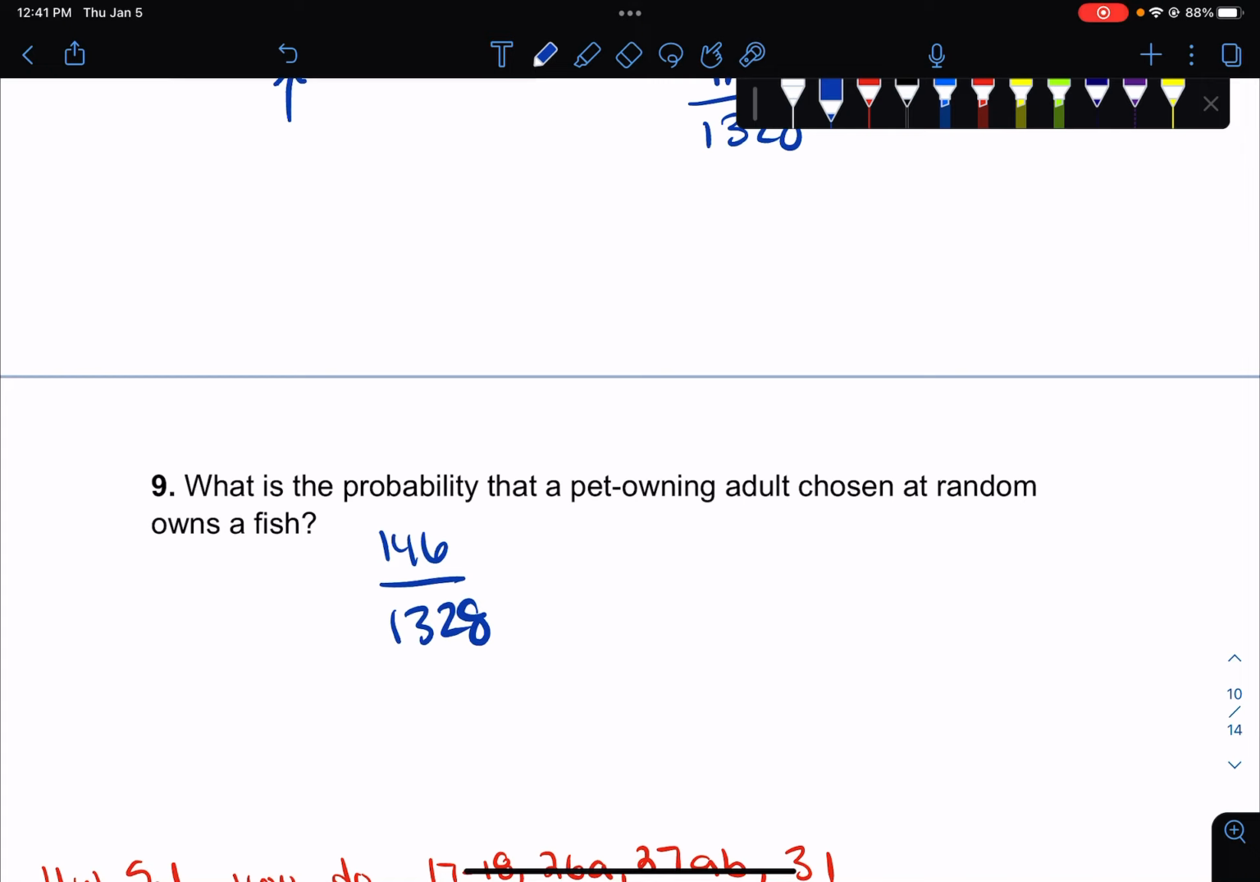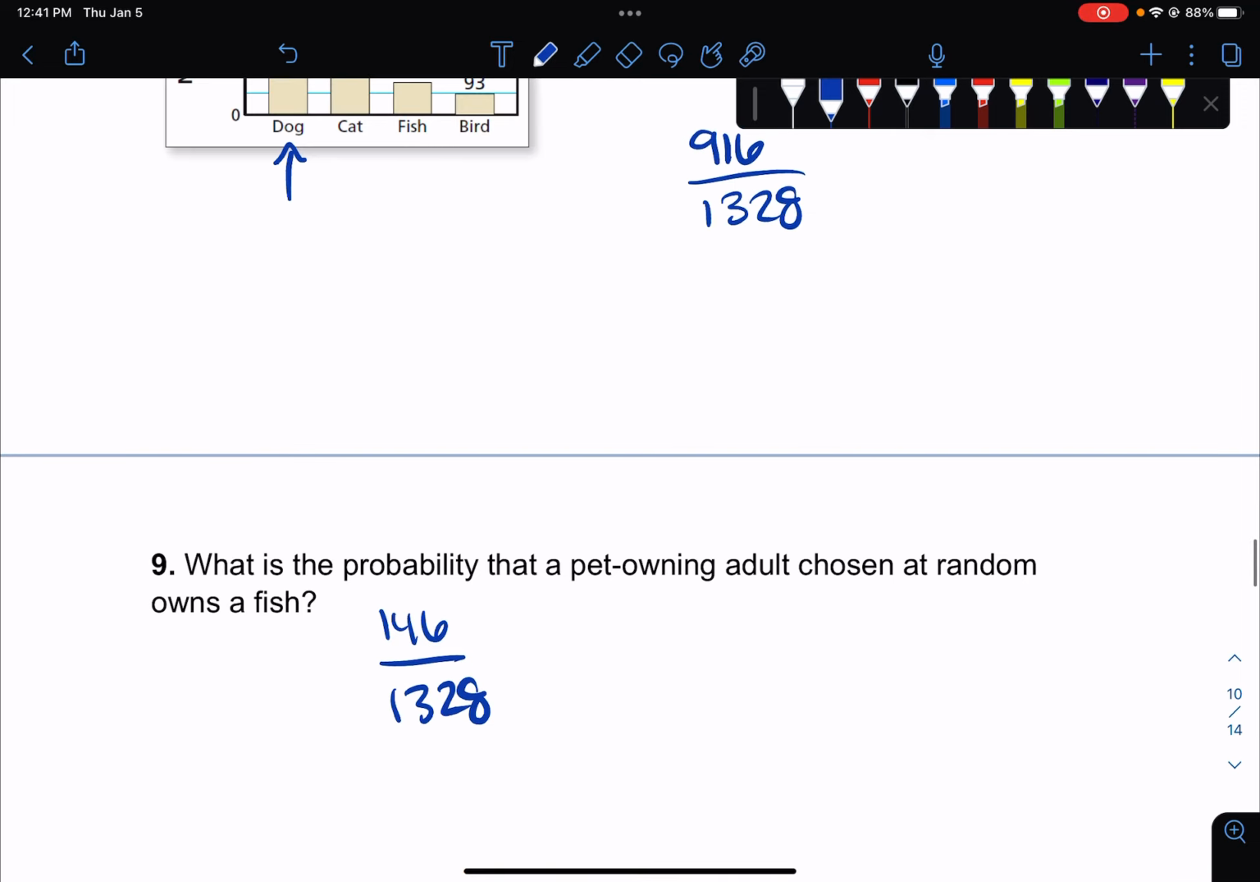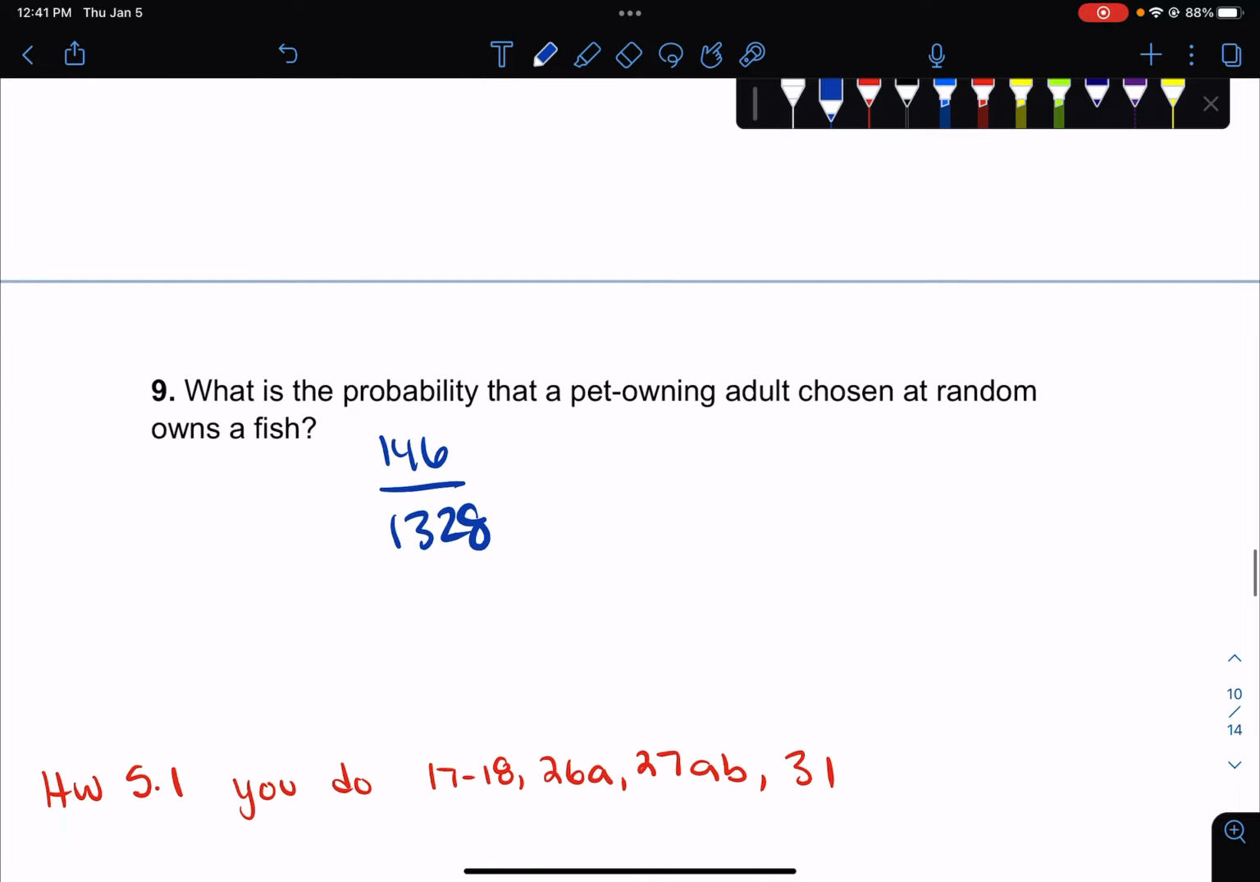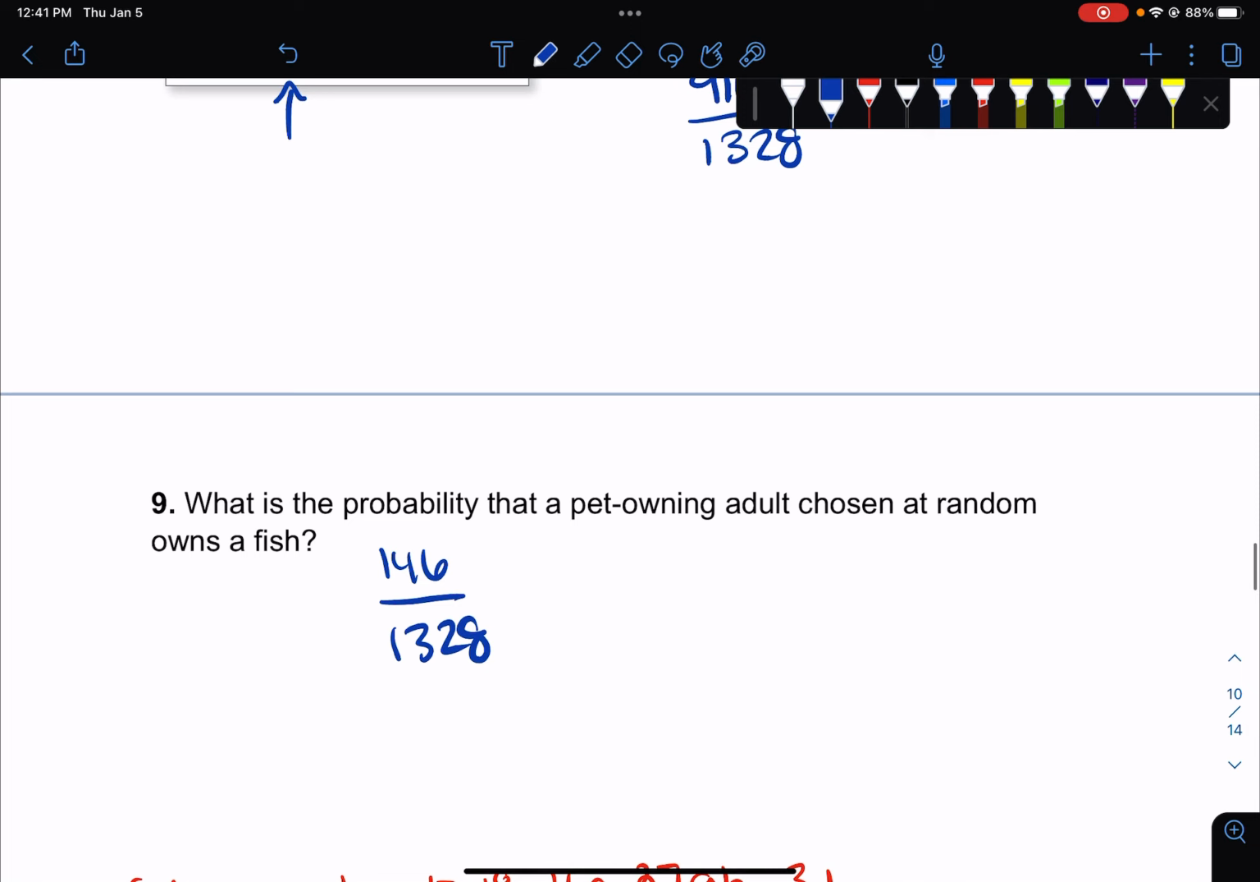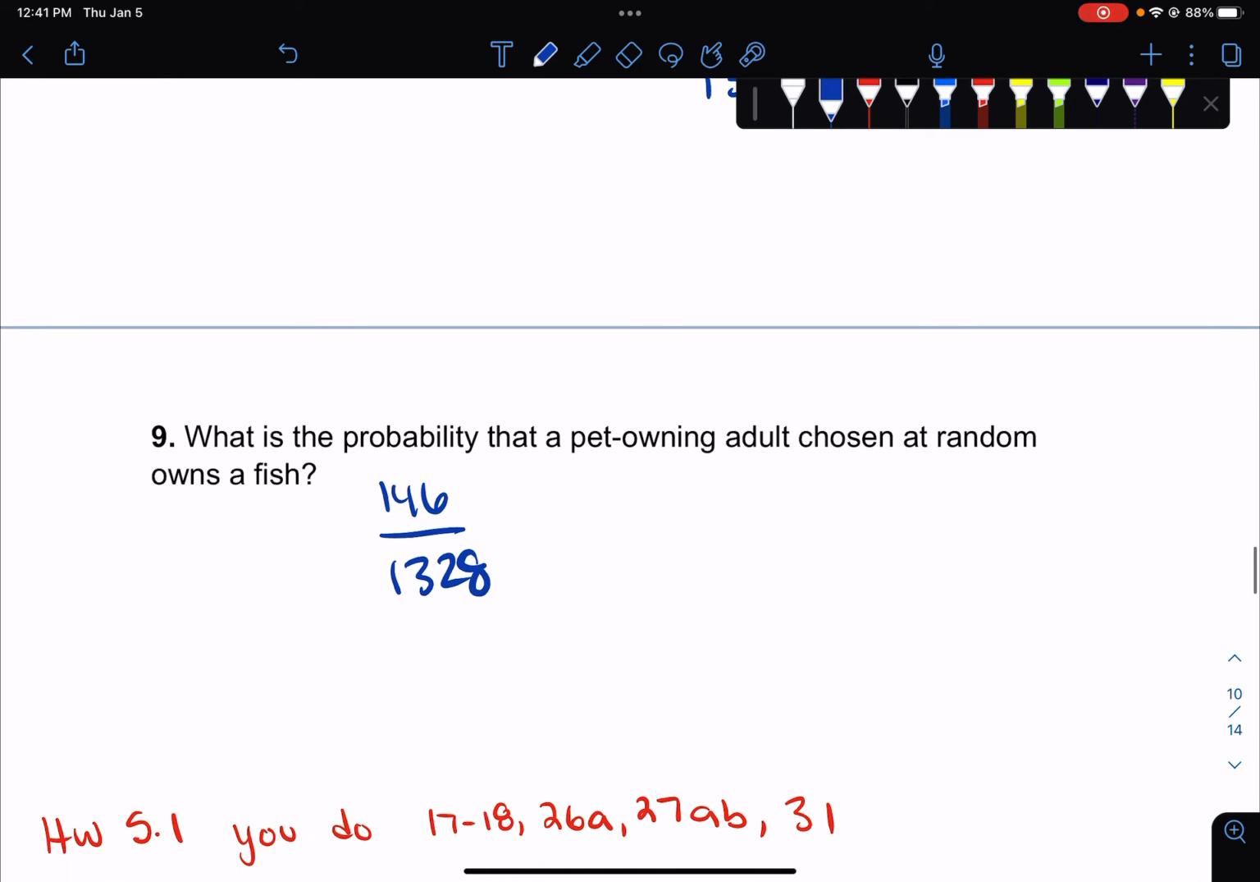Which makes sense. I feel like fish maybe are more pets for little kids. I don't know. That's way lower than the dog, though. There were 900 dog owners and only 146 fish owners. I don't know. Maybe fish aren't as fun, but they're also not as messy. So my vote is a fish.